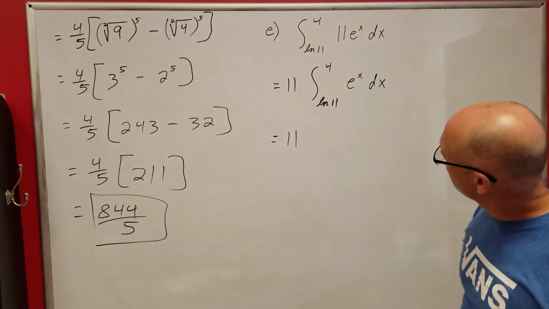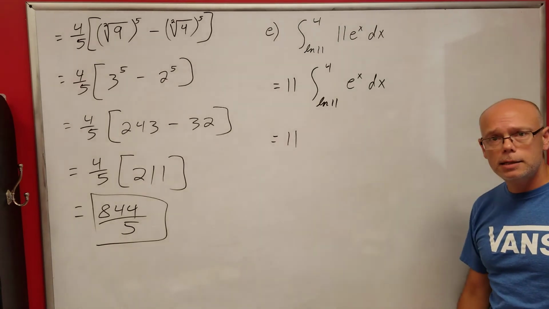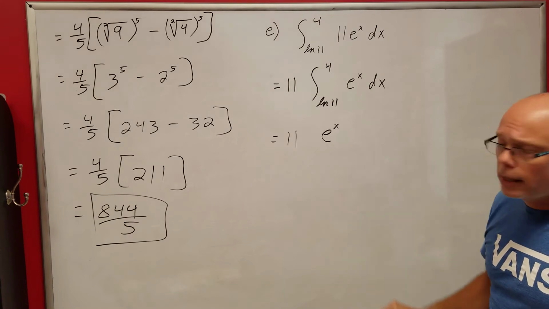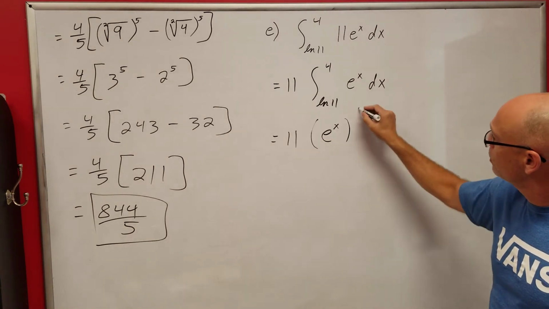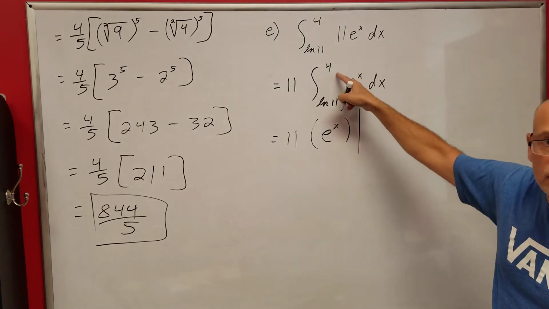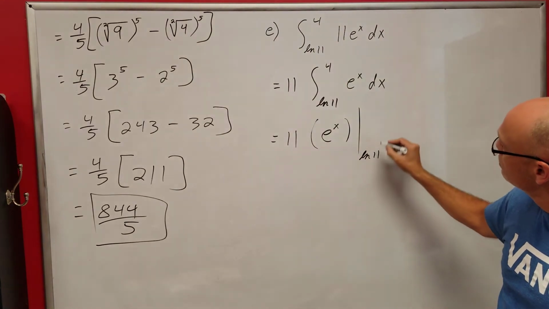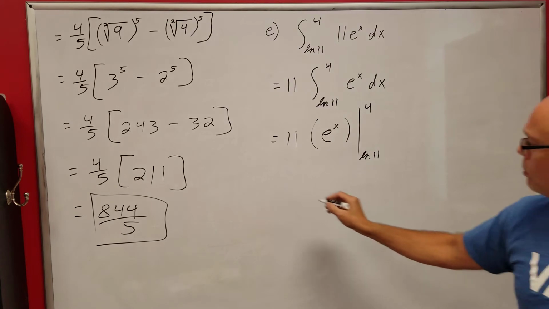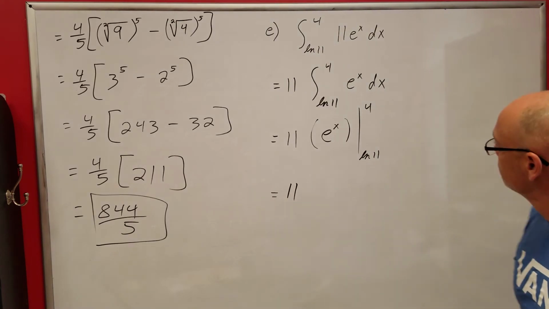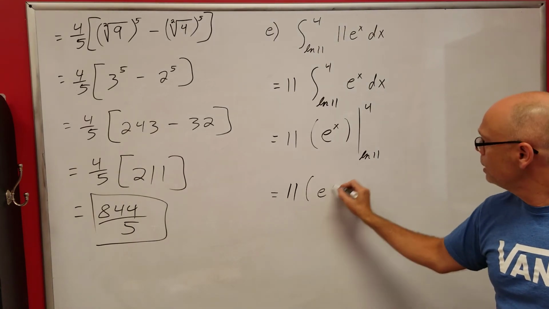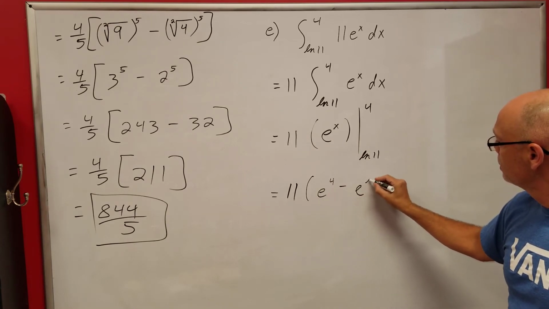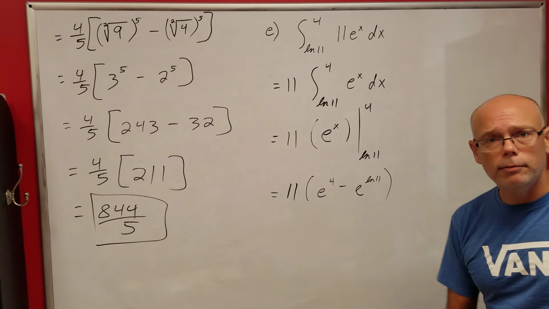So 11 comes down. What's an antiderivative of e to the x? That's the easiest one to take, right? It's itself. E to the x. What do I need to do? I need to run it from natural log of 11 to 4, right? So what does that give me? 11 times e to the 4th minus e to the natural log of 11.